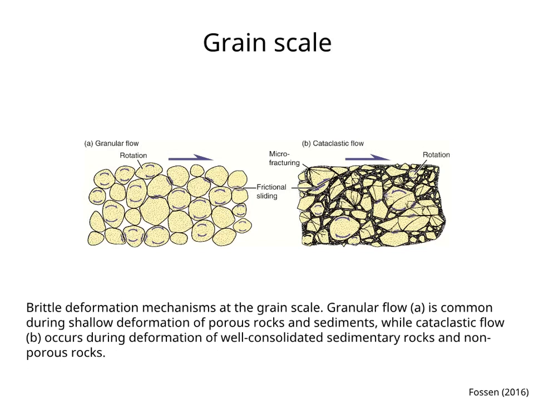The brittle deformation mechanisms at the grain scale are granular flow and cataclastic flow. Granular flow involves frictional sliding and rotation of the grains. It is common during shallow deformation of porous rocks. Cataclastic flow involves in addition fracturing of the grains into smaller fragments. It occurs at higher depths, during deformation of well-consolidated, lower porosity rocks.